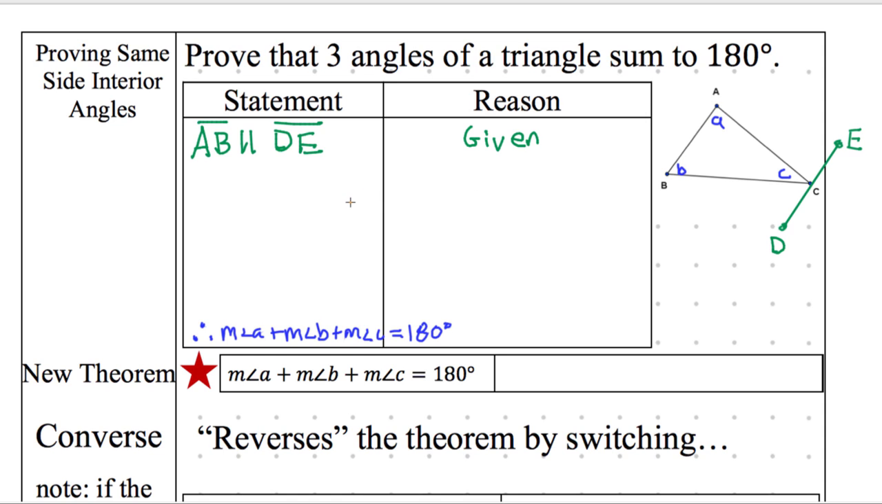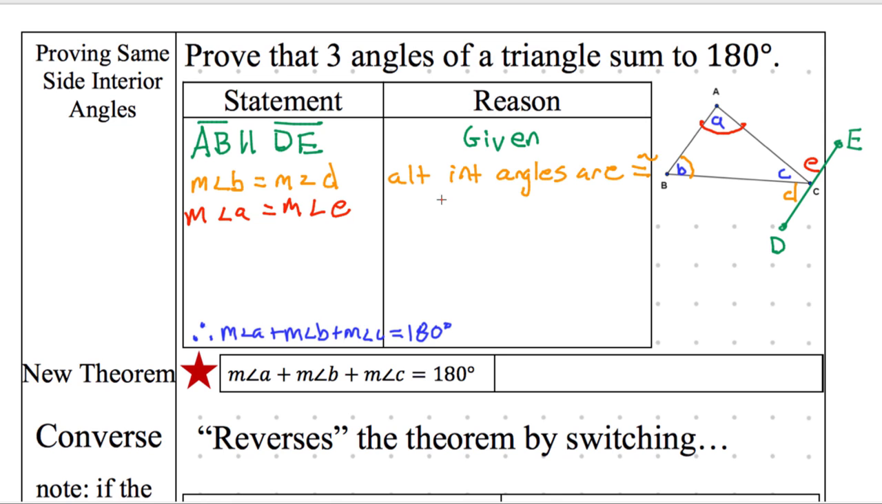So B is alternate interior angle with, let's call it D. And then A would also be alternate interior with, I guess we could call that E. A and E. Okay. So how do I write both those factoids down? Those statements. Measure of angle B equals measure of angle D because of alternate interior, and measure of angle A equals measure of angle E by the same thing.